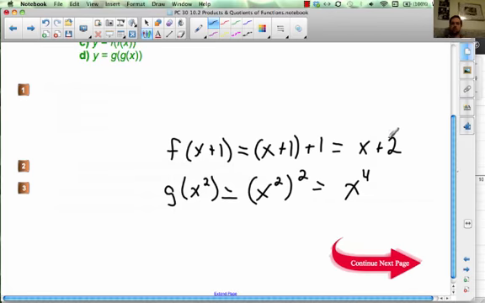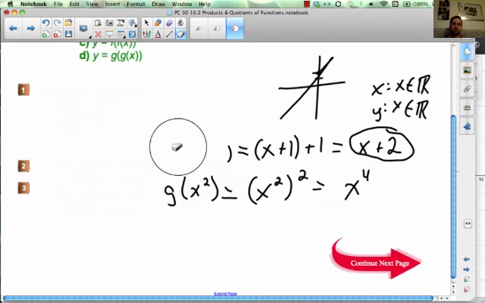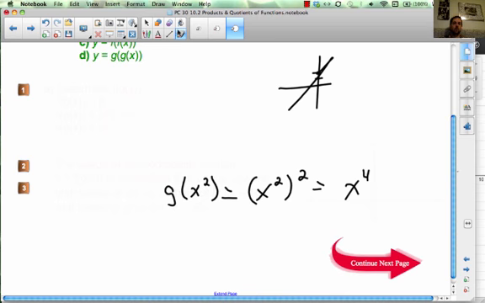Finally, this is a linear function. It will have a y-intercept of 2, which means it'll go something like that because it has a slope of 1, and your x is going to be an element of the reals, and your y is going to be an element of the reals. Easy one. I like it.